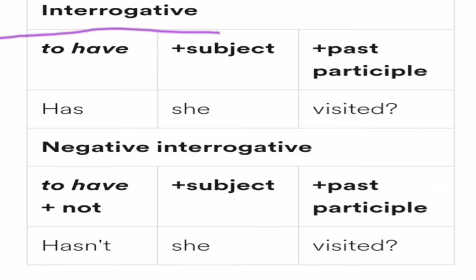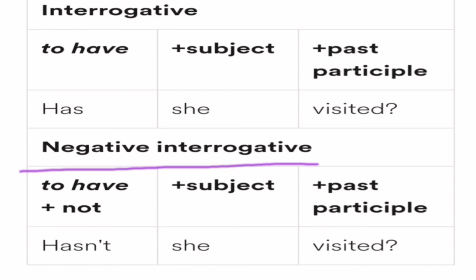Interrogative, it means any question: verb to have plus subject plus past participle. For example, has she visited? Negative interrogative: verb to have plus not plus subject plus past participle. For example, hasn't she visited?